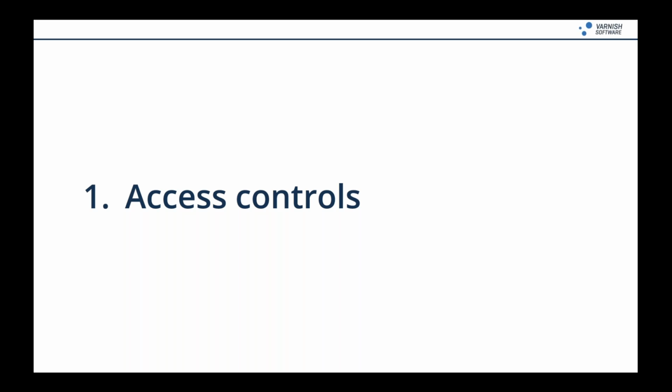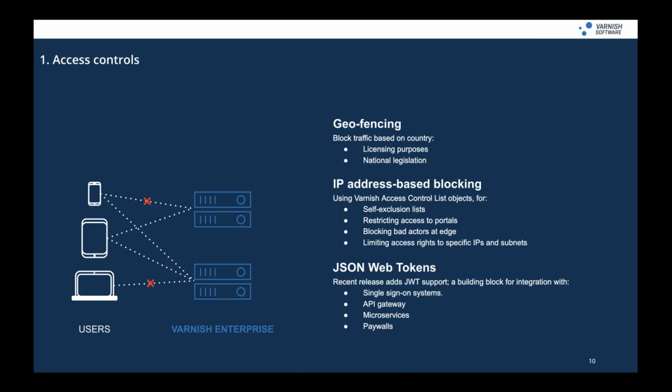want to look at access controls, when users are trying to access your web services, there's all sorts of things we can do here. So there's geofencing, where you're able to block traffic based on the country. This could be for licensing purposes. Perhaps your services only should be available in a few countries, or perhaps there's national legislation blocking this. And I know this is particularly of note for iGaming industries, where, because the laws differ across national borders, you actually need to be able to lock it down to specific countries.